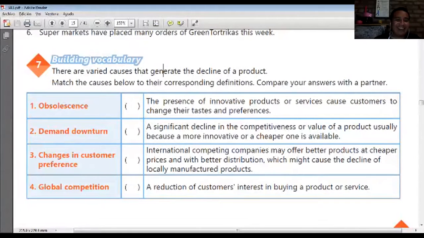So let's do it on your book. Just think about it and give me the answers. Let's split the class. I'm going to split you for 5 minutes to discuss with your classmates. What do you think, guys? What is obsolescence? What is demand downturn? What is changes in customer preference, and what is global competition?